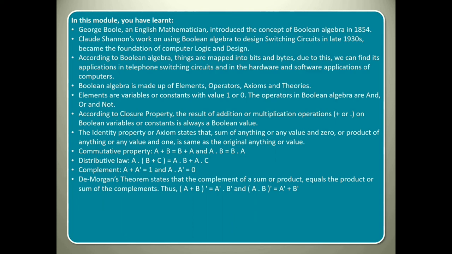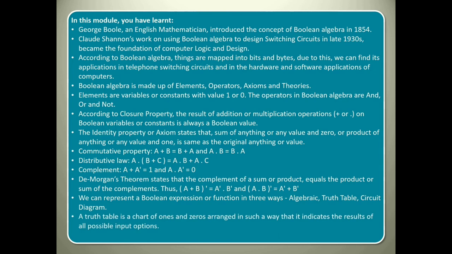We can represent a Boolean expression or function in 3 ways: algebraic, truth table, and circuit diagram. A truth table is a chart of ones and zeros arranged in such a way that it indicates the results of all possible input options.